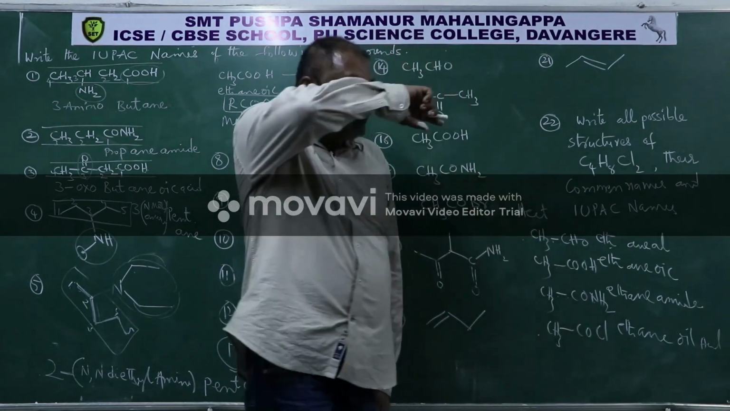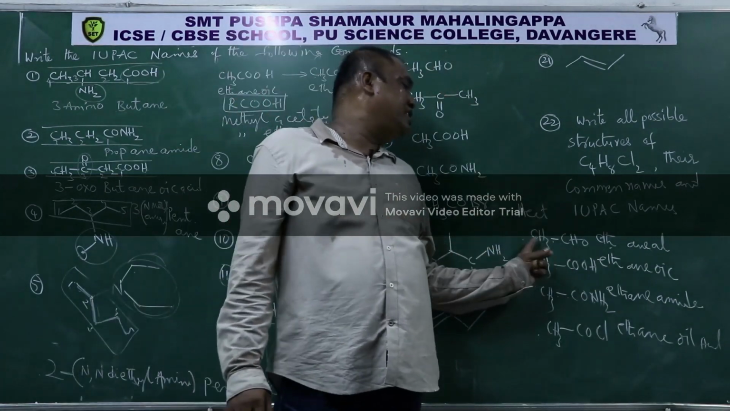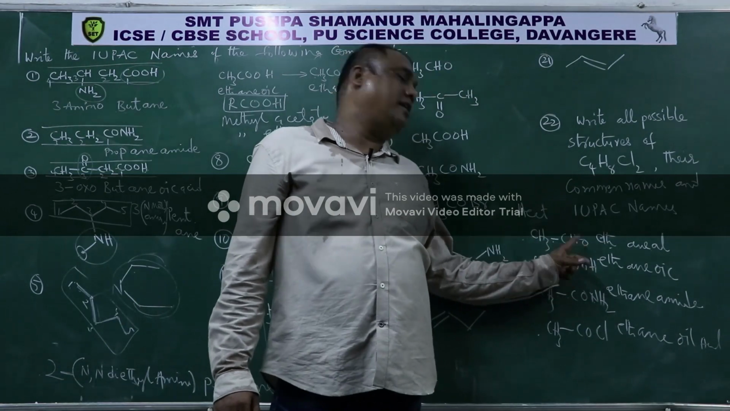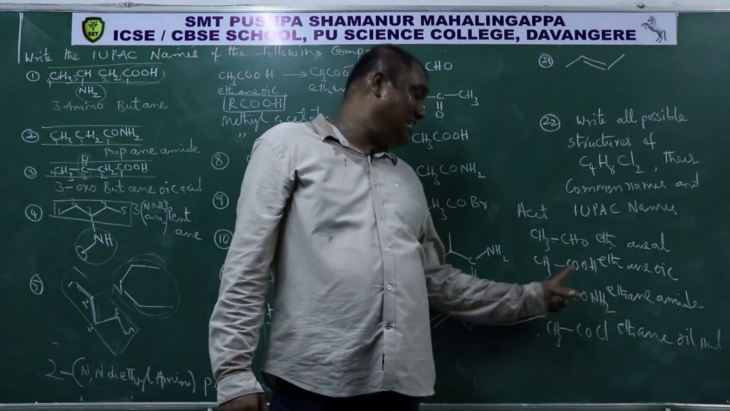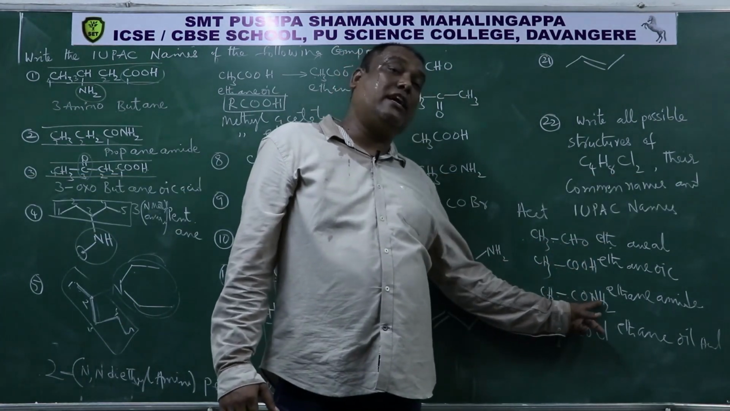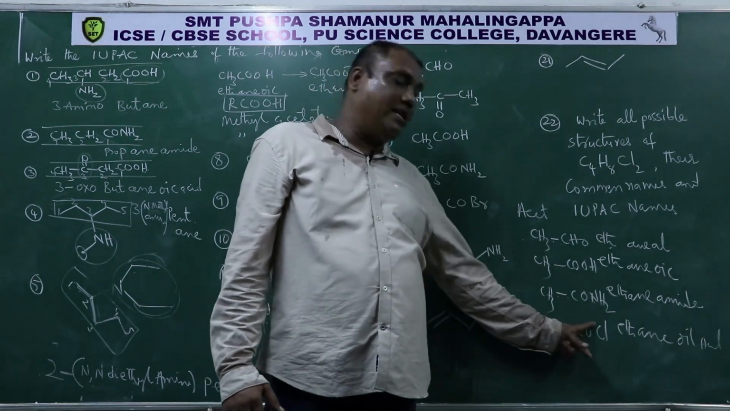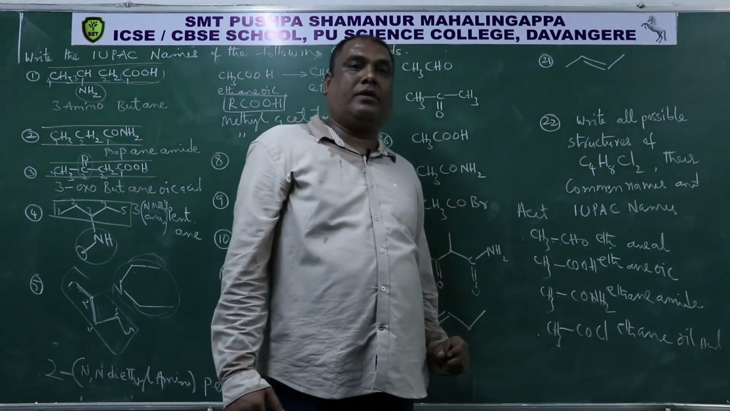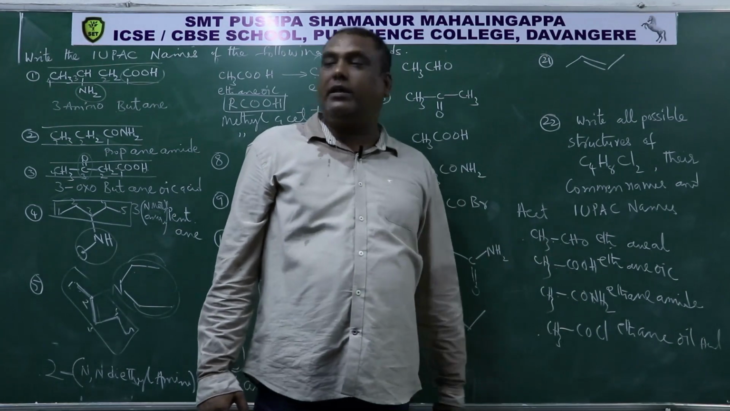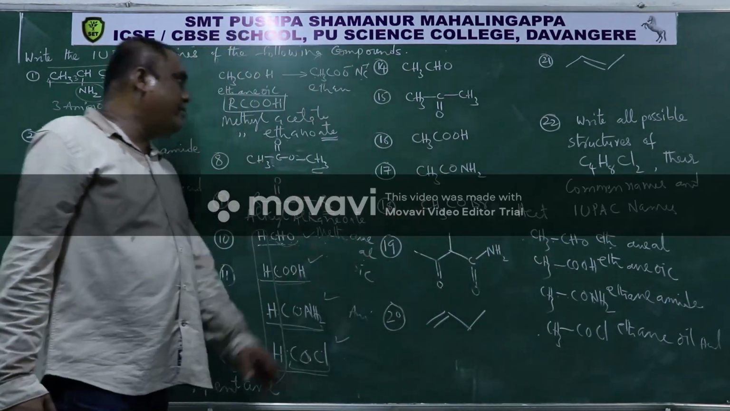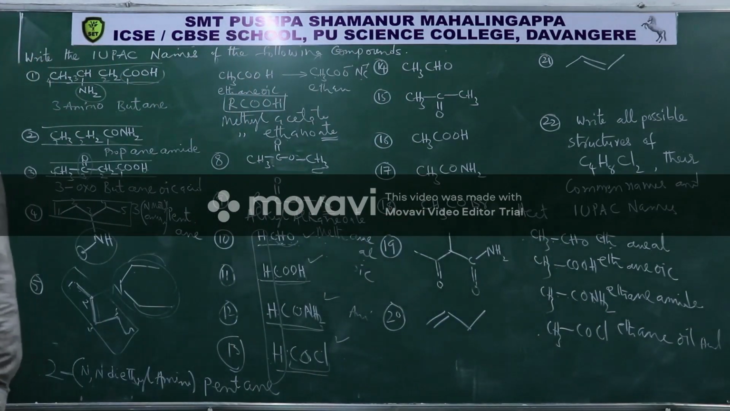These are common names. CH3CHO, acetaldehyde; CH3COOH, acetic acid; CH3CONH2, acetamide; CH3COCl, acetyl chloride. So like this, we write the names. So like this, common names and IUPAC names we'll come to know.